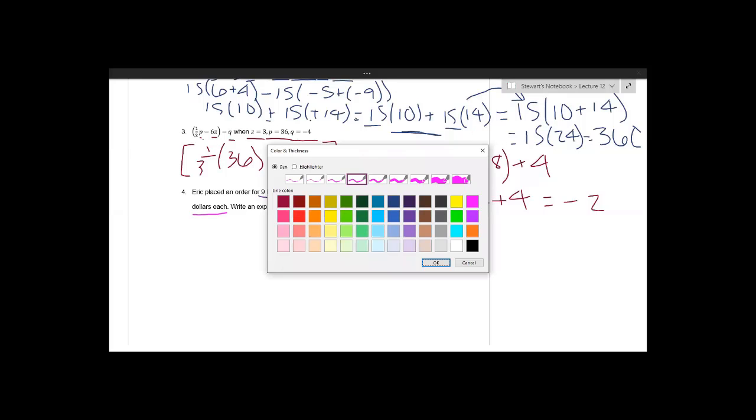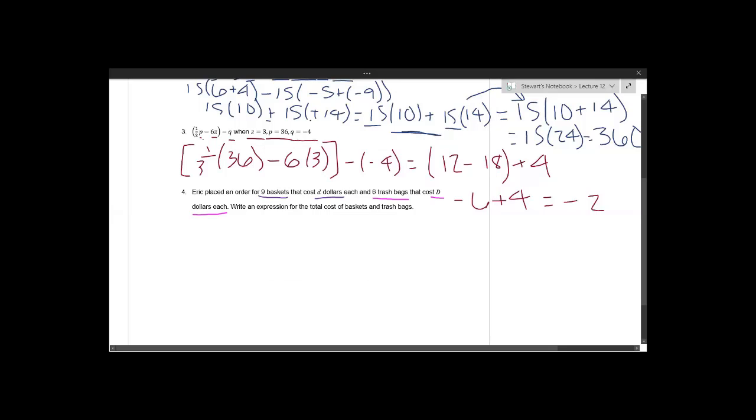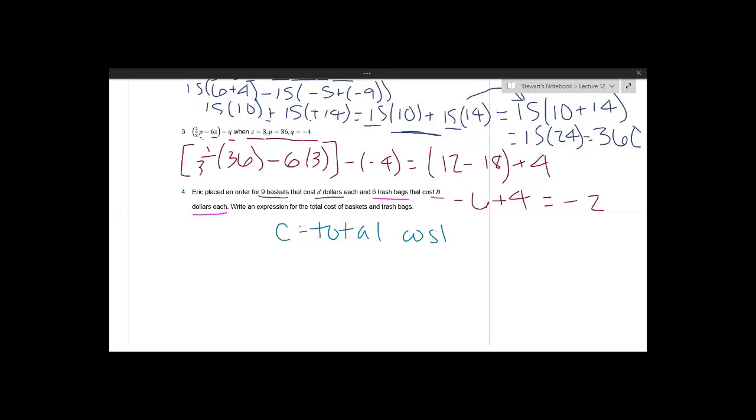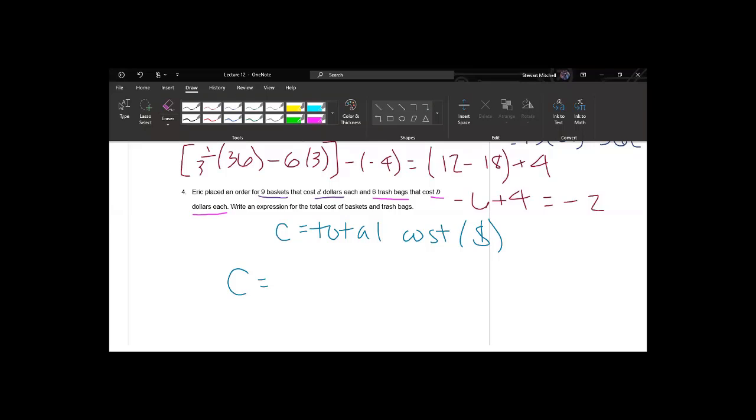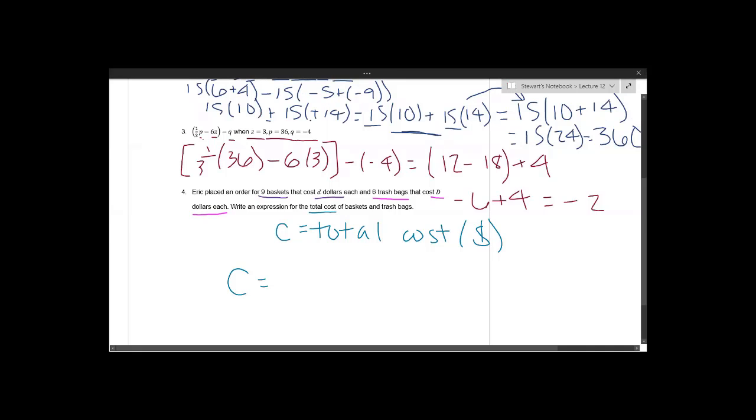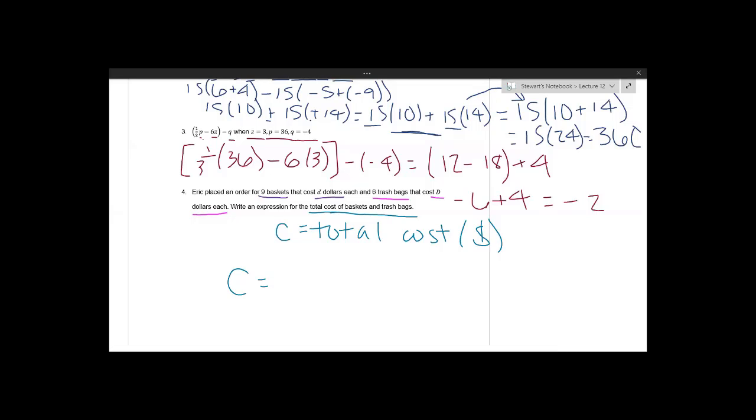Okay, so what we can say here is that let C equal total cost in dollars. So C is the total cost, because we're assuming that we're buying both. So when they say the total cost here of baskets and trash bags, we're assuming that we're going to be adding the cost of each together.